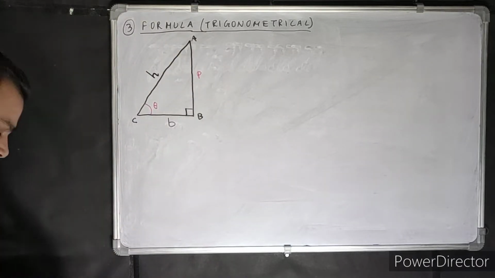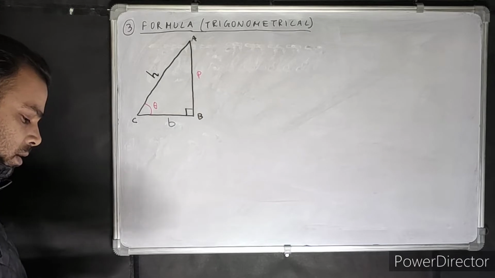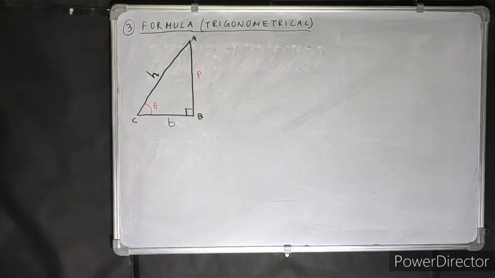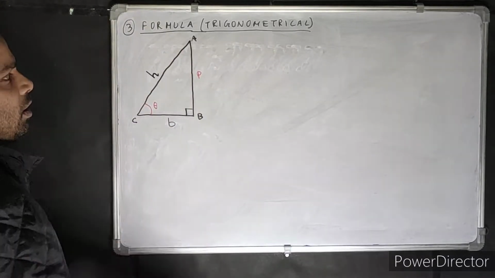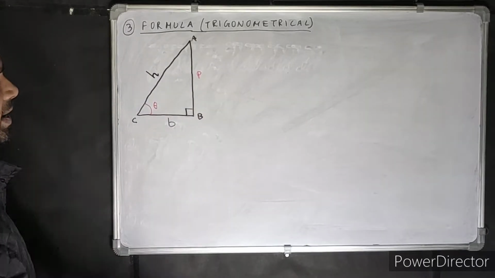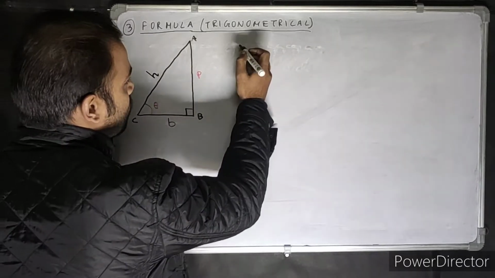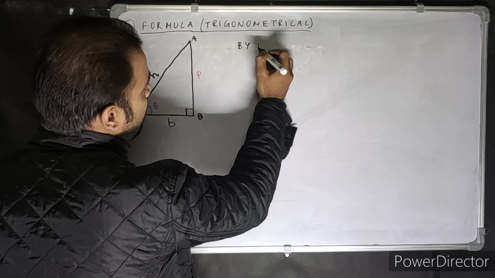Now let's start. How to prove the trigonometrical formulas? First of all, as you can see, this is a 90-degree triangle. The first thing that should come to your mind is Pythagoras. So write by Pythagoras.